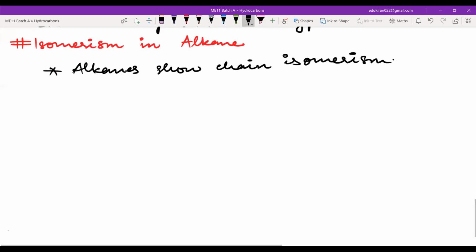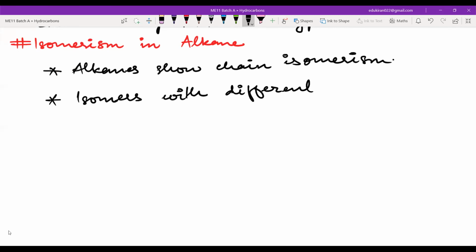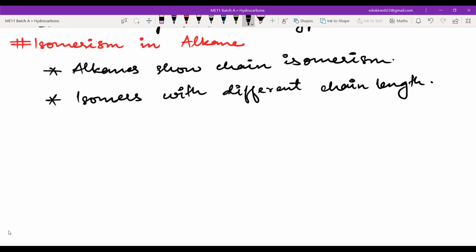Or don't you remember? Guys, tell me. Chain isomerism, do you remember? Yes, sir. I remember, I just remember the name. Isomers with different chain lengths, na? The chain length is different. Yes or no? Yes, sir. Okay. Chain length is different.